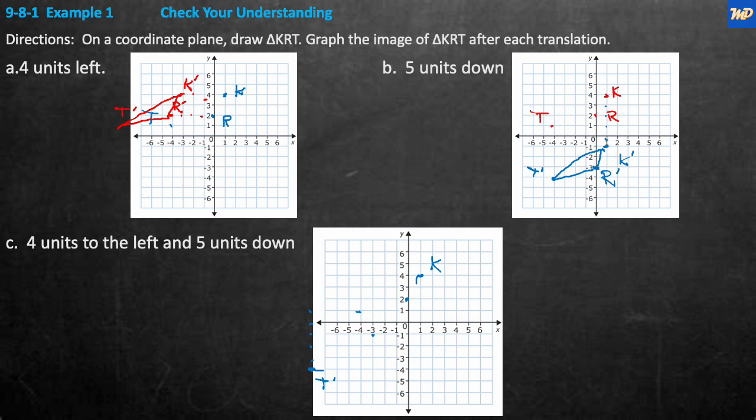Four to the left, 1, 2, 3, 4, 1, 2, 3, 4, 5 down. This is R prime. Oh no, was that R? Oh, I'm sorry. It was not R. I'm getting confused here.